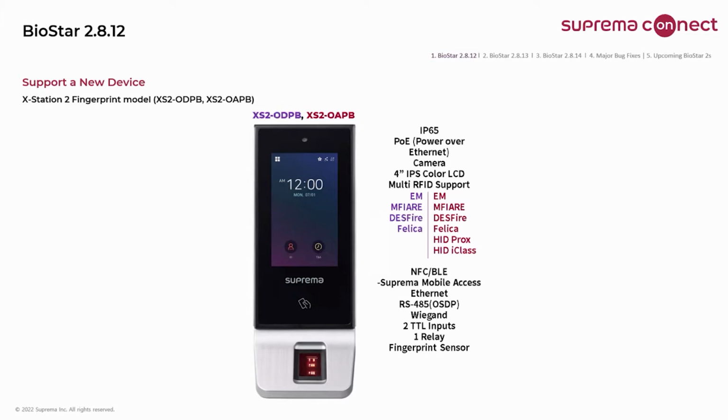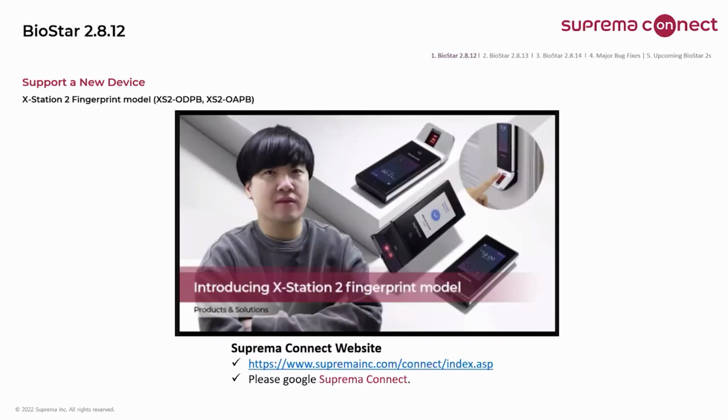However, please note that you cannot use the QR code together with the fingerprint device. You can also find additional information regarding XStation 2 fingerprint models on the Suprema Connect website. After today's webinar, please check out the video from Product Manager Michael Lee.